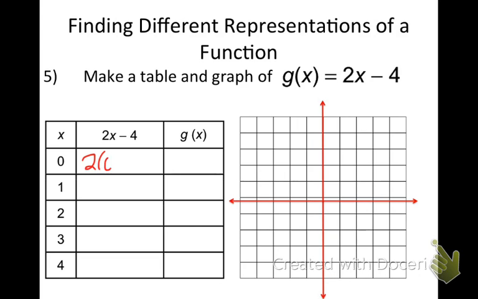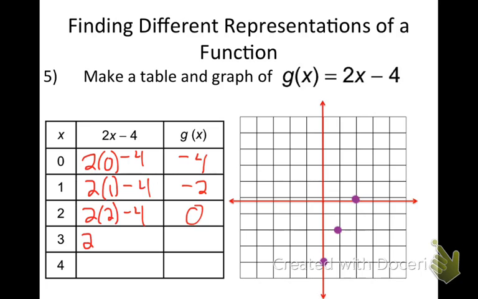Okay, so I'm going to plug 0 in. So I get 2 times 0 minus 4. What's 2 times 0? Minus 4? So my ordered pair is going to be 0, -4. Next I'm going to do 1. So I have 2 times 1 minus 4. 2 times 1 gets me 2, minus 4, -2. I get the ordered pair 1, -2. Next I have 2. So 2 times 2 minus 4. 2 times 2 gets me 4 minus 4. 0. So I have 2, 0.